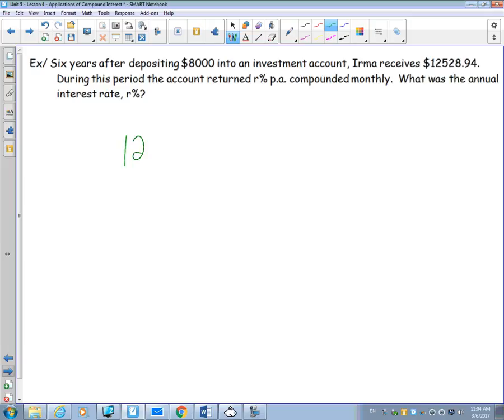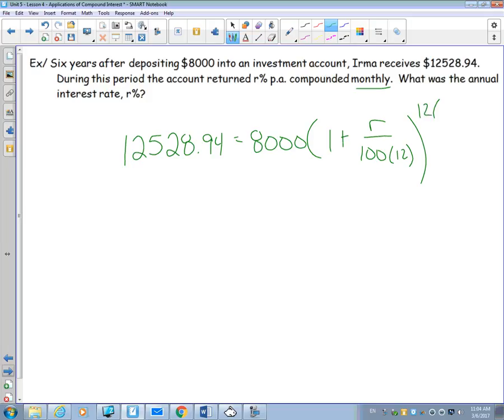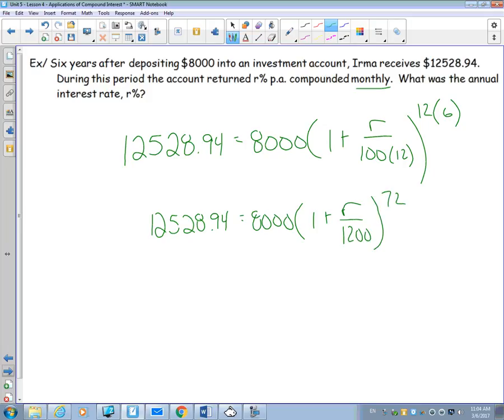So what do we know? We know her future value was the 12,000. We know she started at 8,000. We don't know R, but we know it's compounded monthly, so times 12. And we know this happened 12 times a year for 6 years. So first off, we'll simplify again. 12,000 equals 8,000 and 1 plus R over 1,200 to the power of 72.